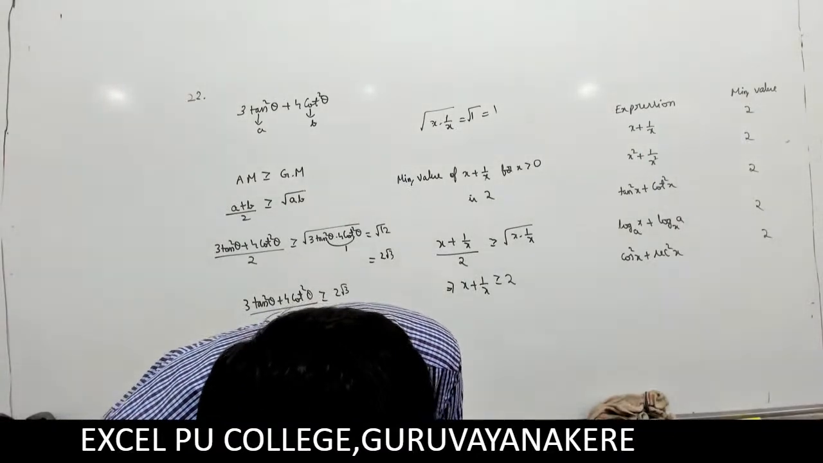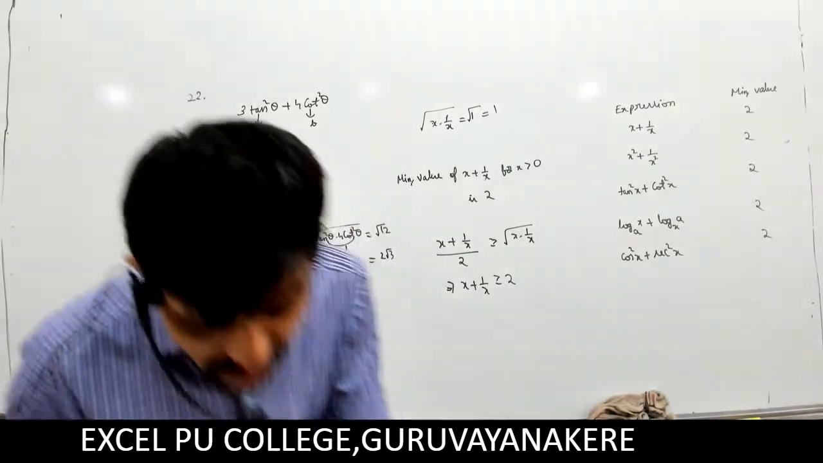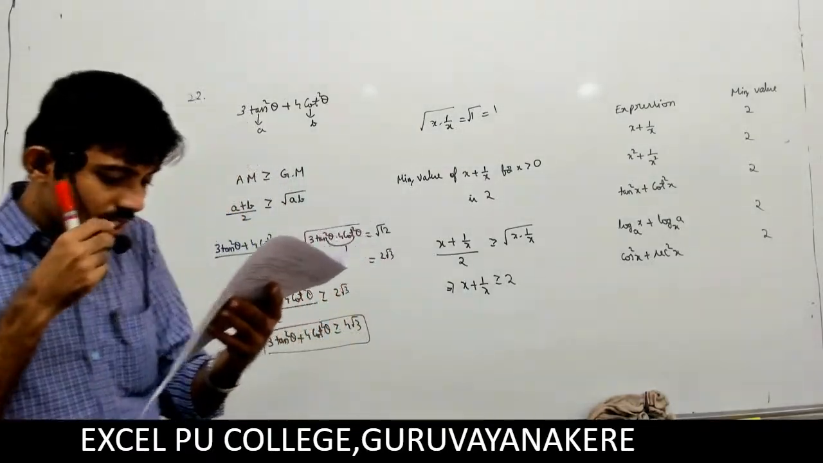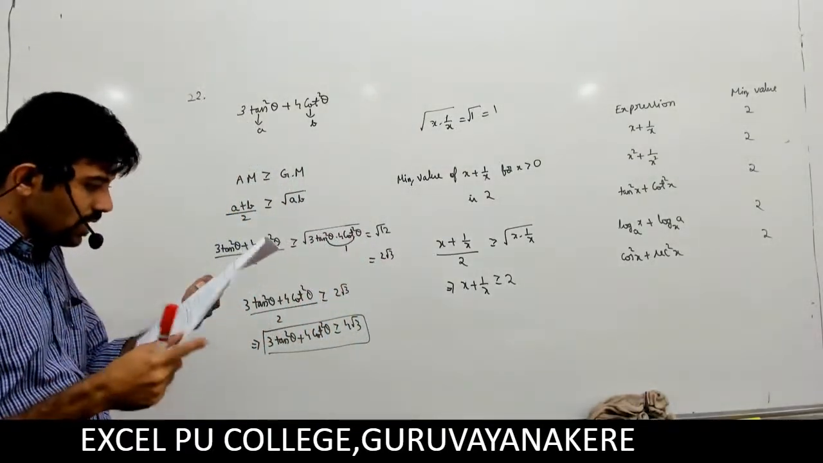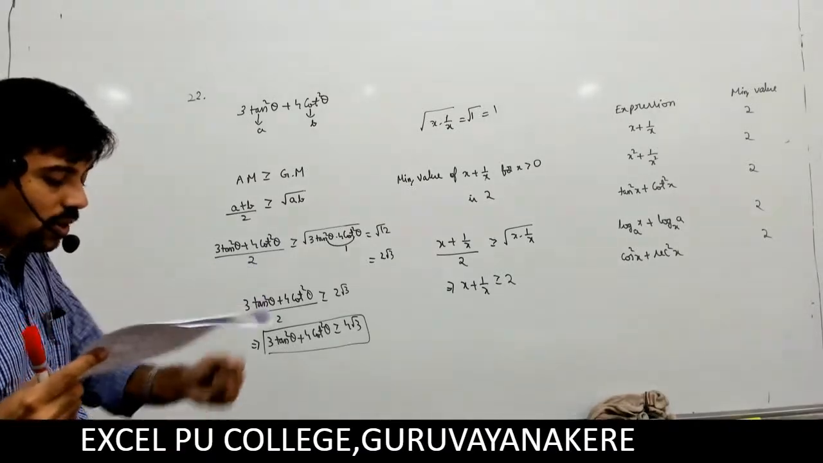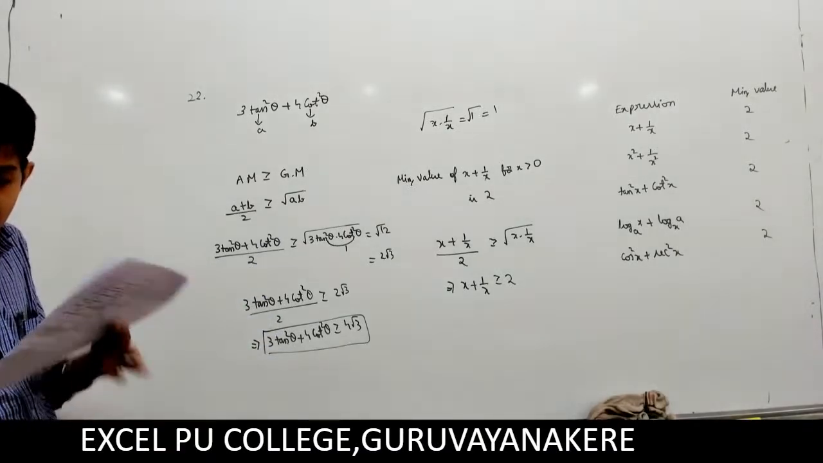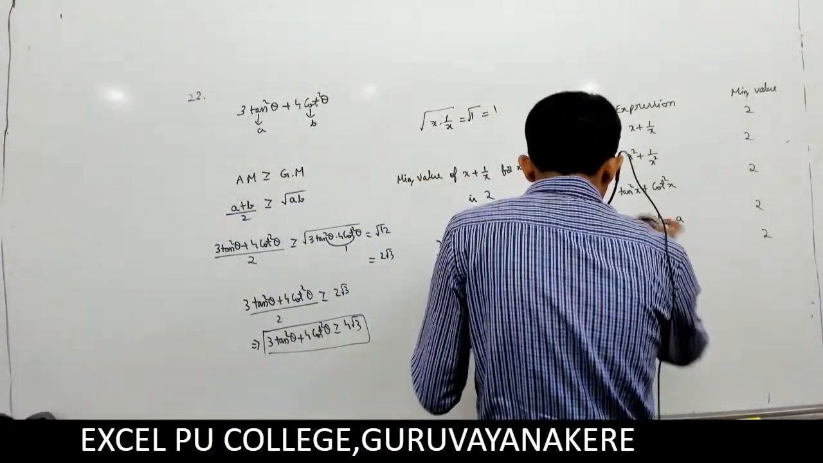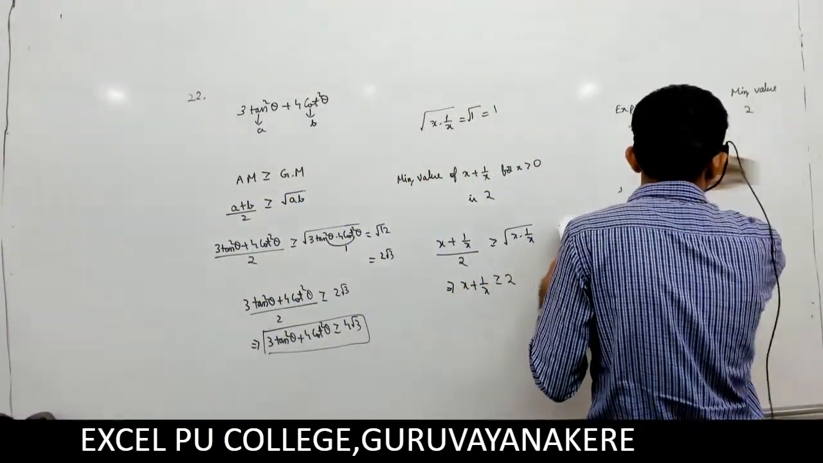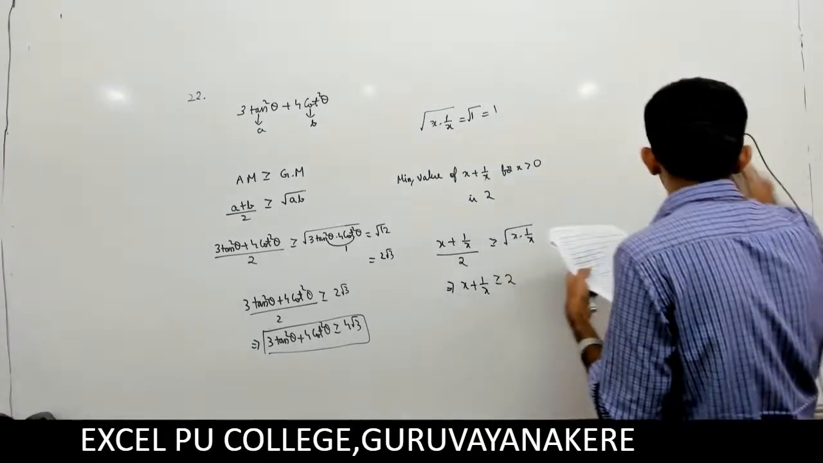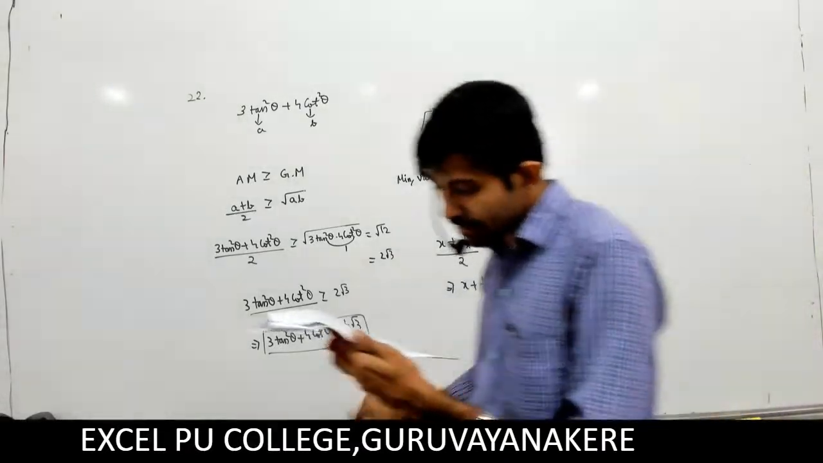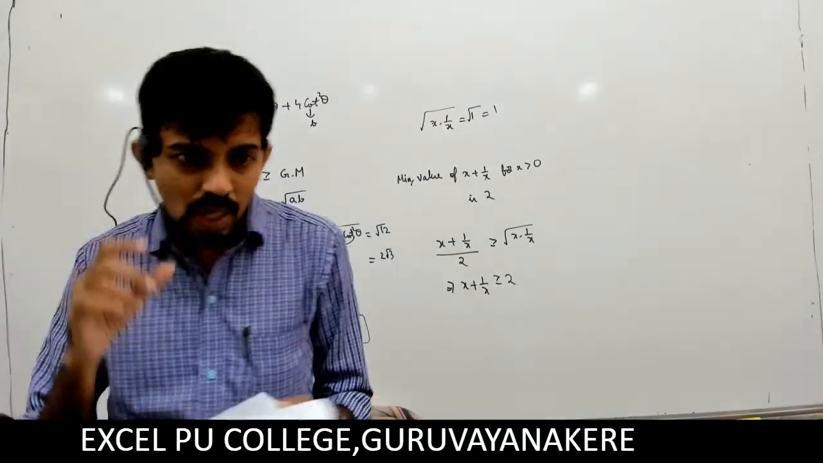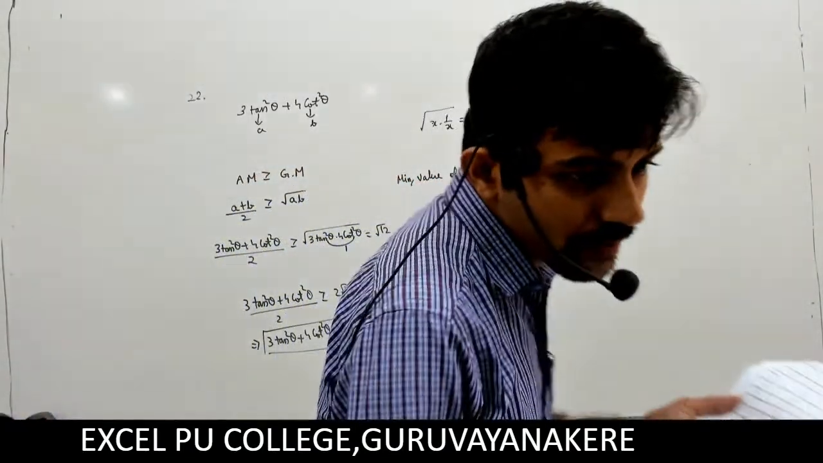Next one, question number 23. The general solution of root 3 into tan x plus cot x equal to 4. Find the general solution of this. Now once again use the concept of tan x plus cot x formula we have. What is tan x plus cot x? 2 times cosecant 2x, right?